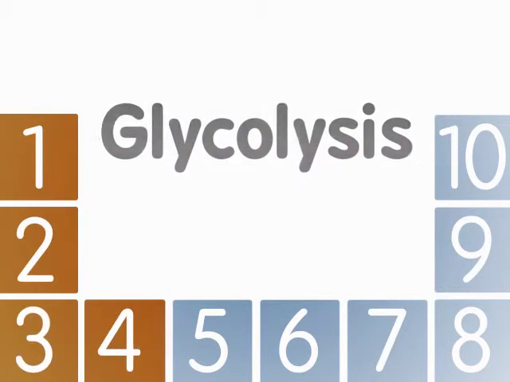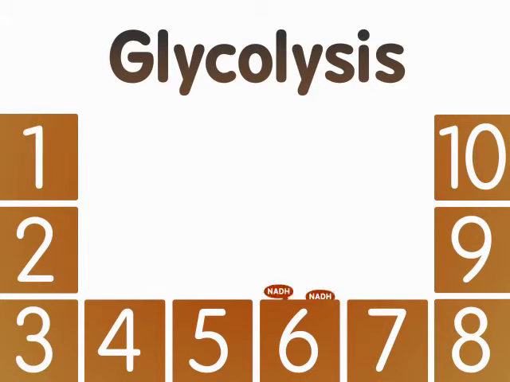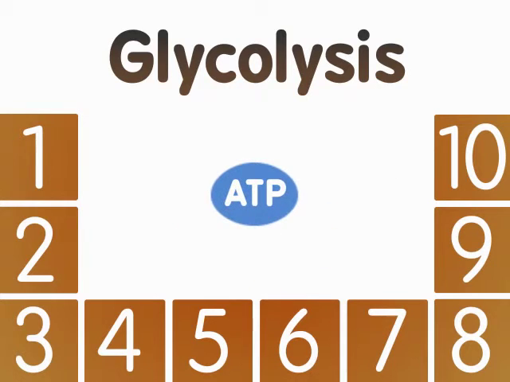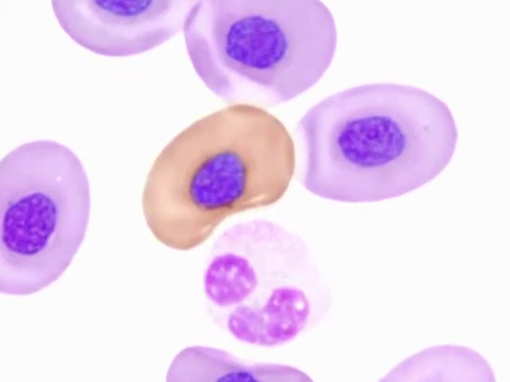Glycolysis is an important pathway for cells because it produces ATP, and other products such as NADH and pyruvate that can be used later to produce more ATP for a cell. This key process takes place in the cytosol of the cell.